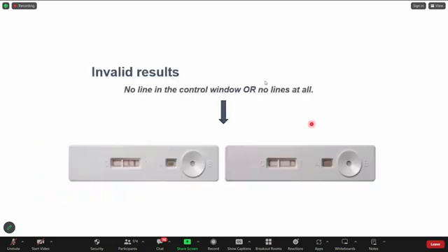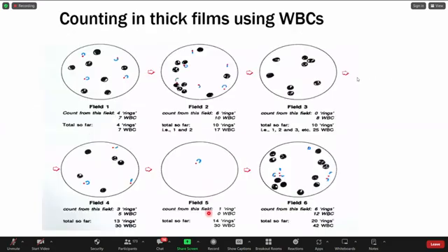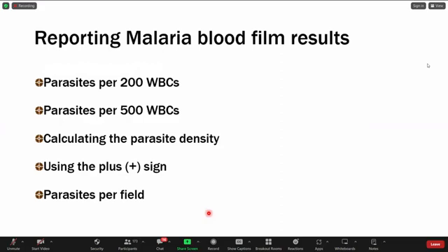Now, we are going to see how we report the microscopy results. Microscopy results, we are going to go through 5 methods. The first one is parasites per 200 WBCs, then parasites per 500 WBCs. Then we shall see how we calculate parasite density, then the method of using plus sign, and the method of reporting parasites per field.